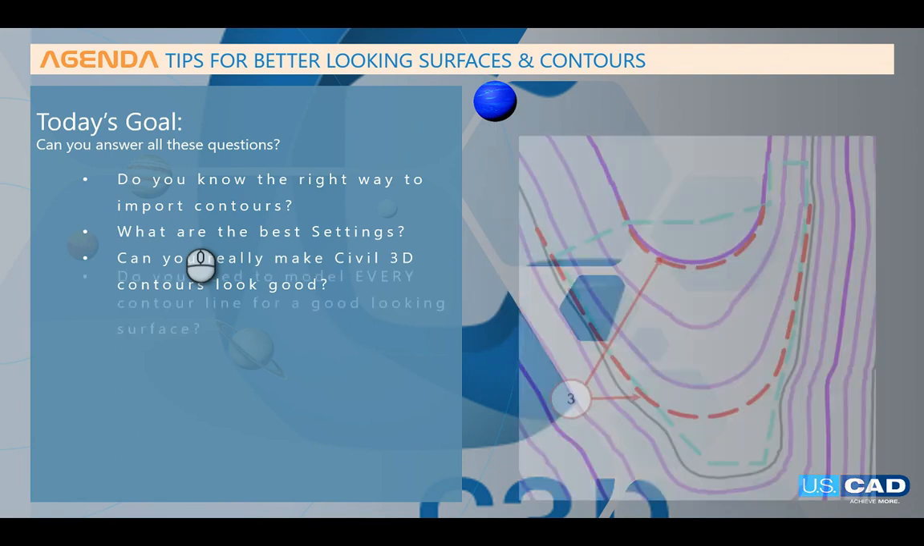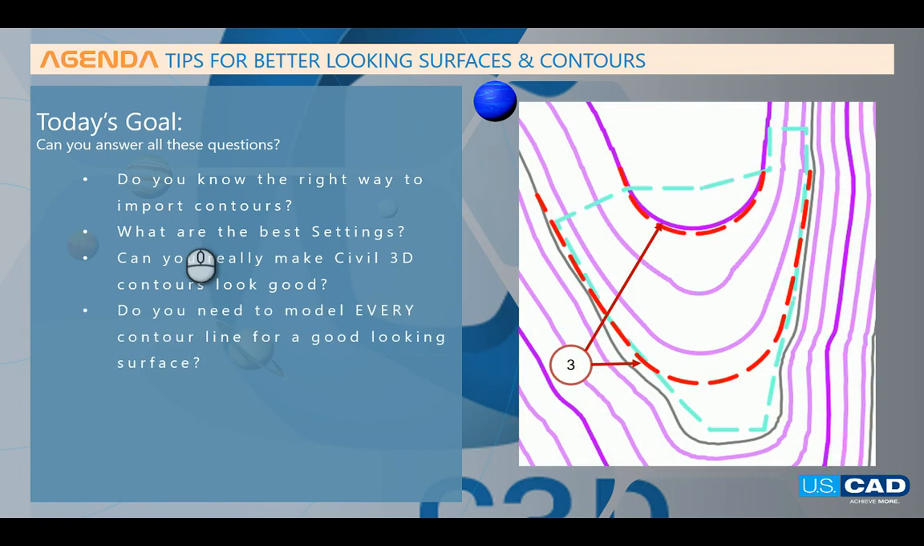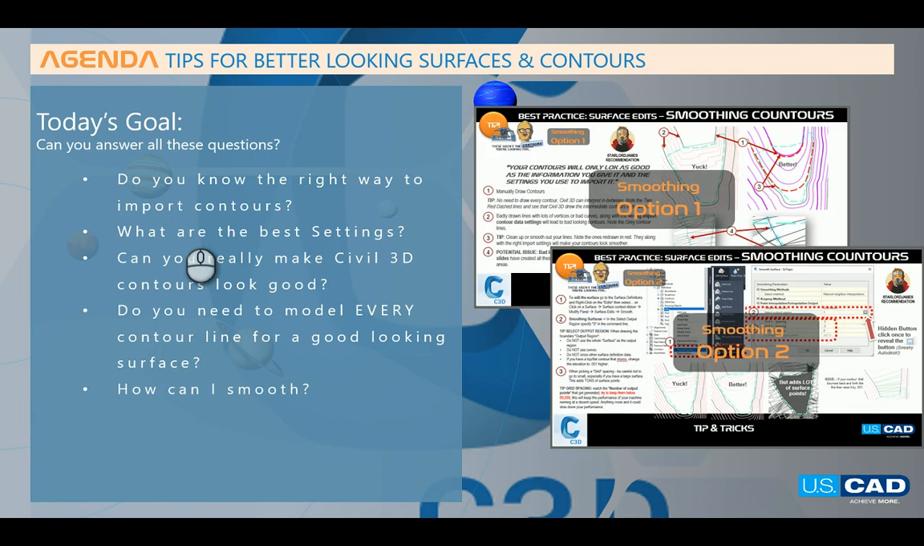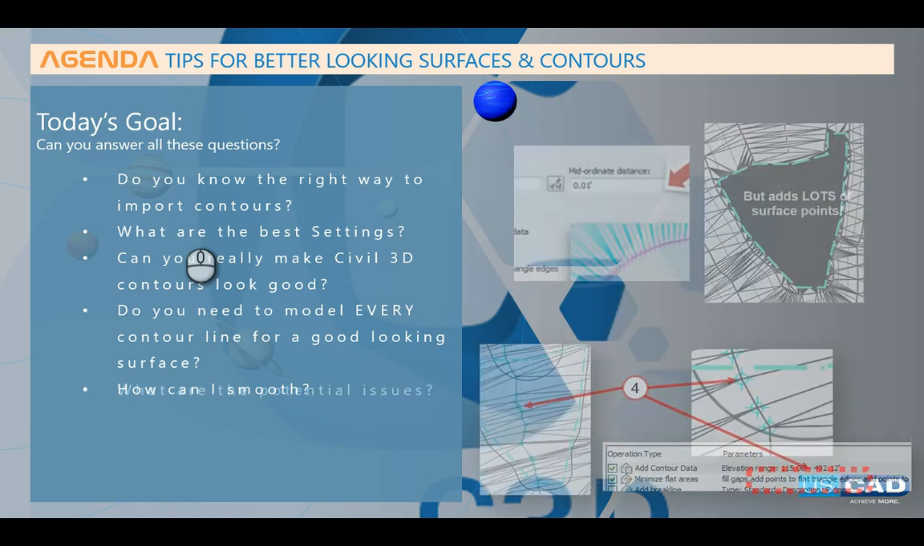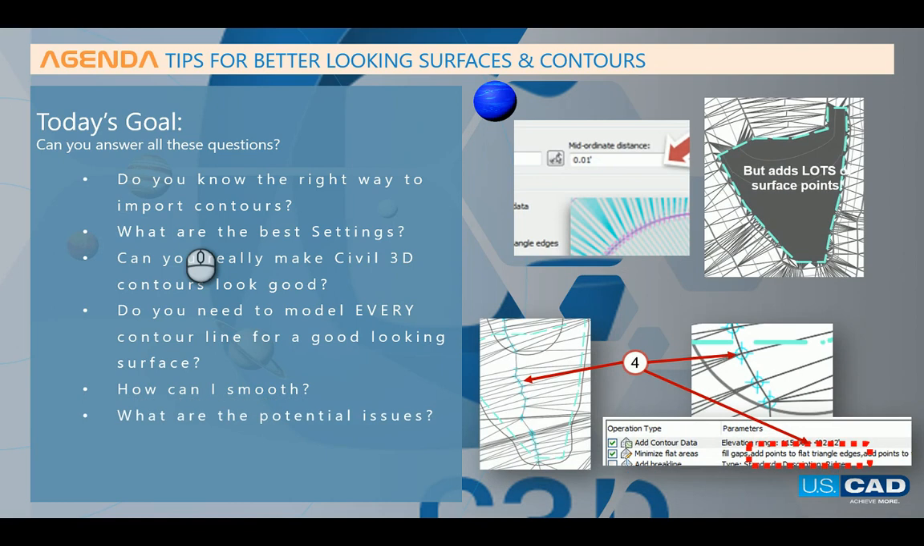Yes, you can. Do you need to model every contour line to make them look good? Nope, you do not. But how can you smooth them if they don't come out right? Well, there are plenty of ways to smooth. There's definitely two ways that I'll show you. What other potential issues can come up?